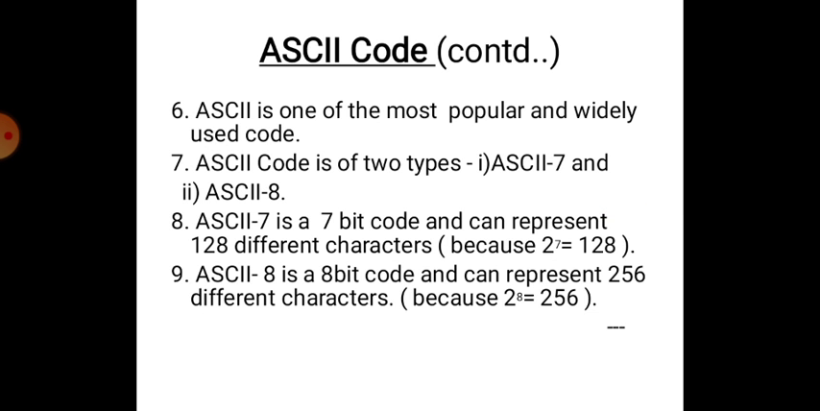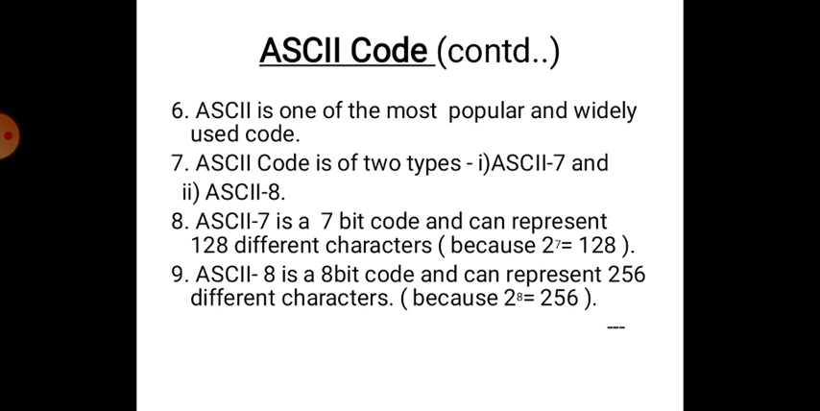Point number 6. ASCII is one of the most popular and widely used codes. ASCII code is of two types: one is ASCII 7, another is ASCII 8. Point number 8. ASCII 7 is a 7-bit code and can represent 128 different characters. Point number 9. ASCII 8 is an 8-bit code and can represent 256 different characters.